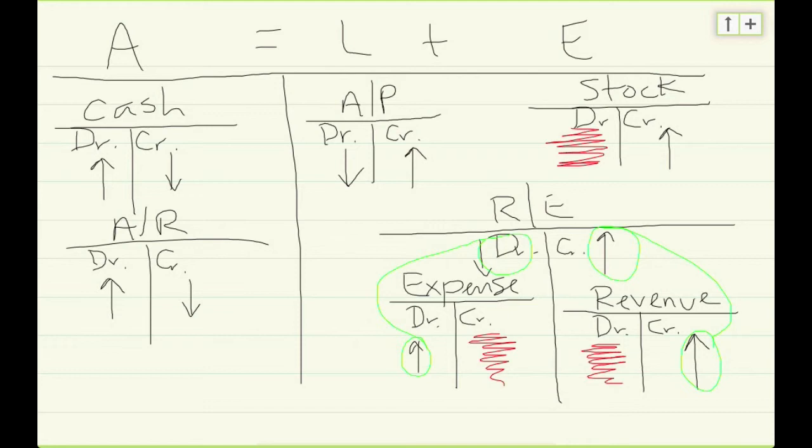One more account that we need to get in here. I've kind of run out of room, but I'm going to squeeze it in. What's the other thing that reduces retained earnings? Well, dividends reduce retained earnings. So what we want to do is show the dividends account also over here on the debit side of retained earnings. So I'll squeeze it in right here. This is dividends. Okay, debit on the left, credit on the right, and it's going to have the exact same behavior as an expense because it reduces our retained earnings.